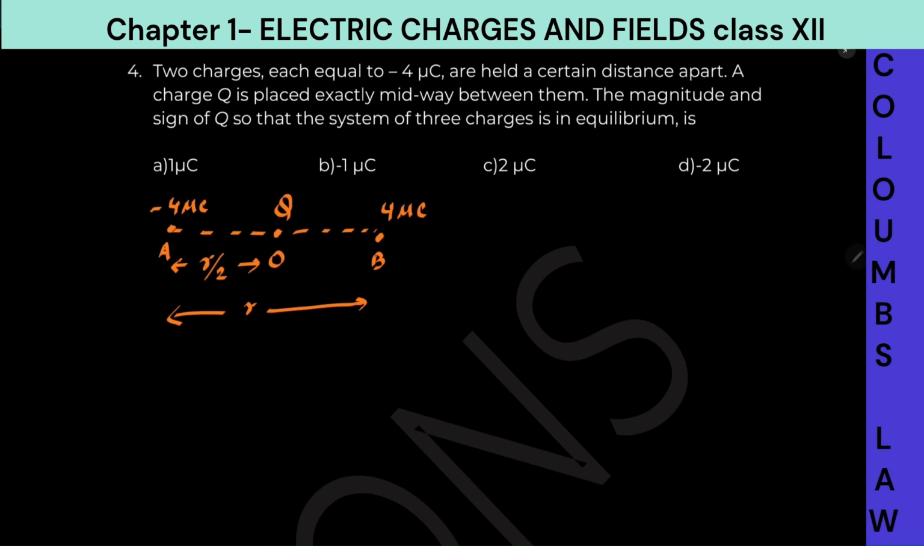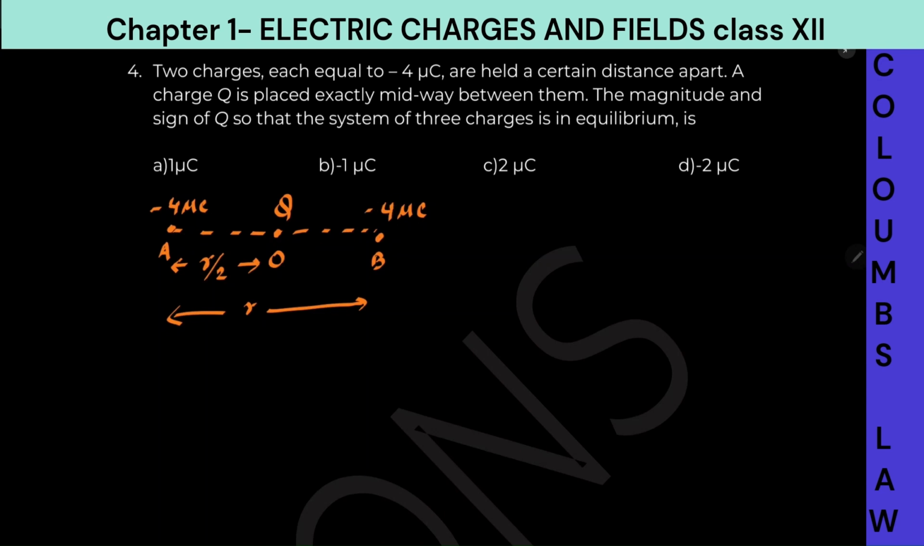Now you have to find the magnitude of this capital Q so that the whole system remains in equilibrium. The system will remain in equilibrium if the net forces cancel out. As we saw in the previous question, if they are cancelling out, net force is 0, and net force 0 means they are in equilibrium. So we will first find the force between charge A and O, and the force between A and B.